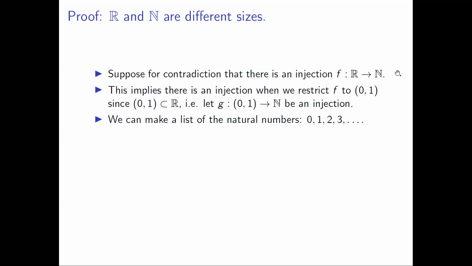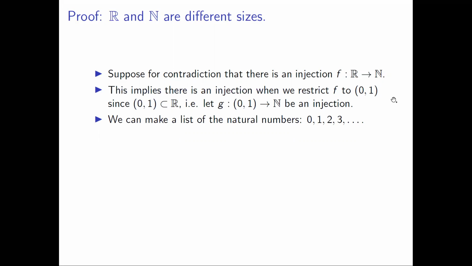And this allows us to make a list of the real numbers. In order to make this list, we'll first make a list of the natural numbers. We know they can be listed. We can just write them 0, 1, 2, 3, 4, 5, and so on. So it's an infinite list, but we can list them just counting them, starting from 0 going up.